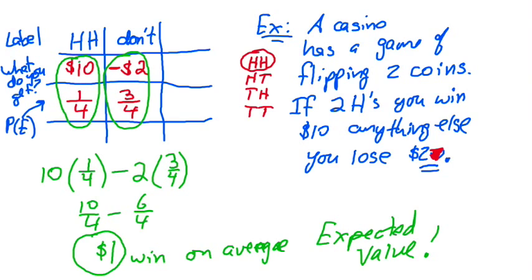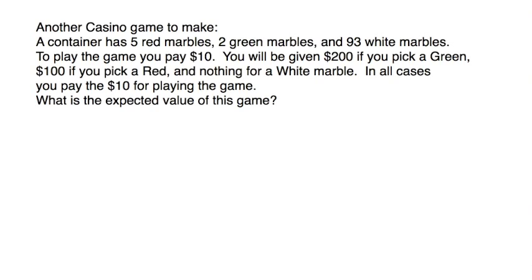So let's try another one. Here we go. This is a little bit more complex. Another casino game. A container has 5 red marbles, 2 green marbles, and 93 white marbles. If you put them all together, it adds up to 100 marbles. Makes life easy. To play the game, you have to pay $10. You will be given $200 if you pick a green, $100 if you pick a red, and nothing for a white marble. In all cases, you pay the $10 for playing the game.